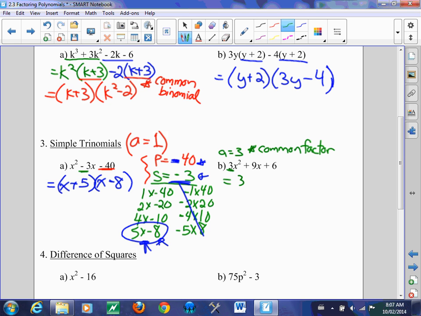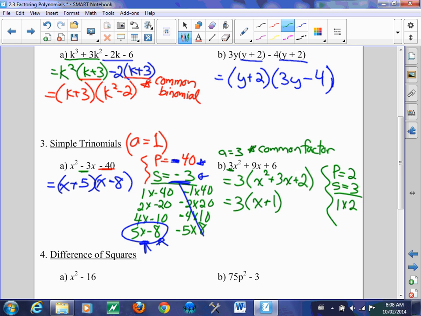So we're going to take out a 3, and we're going to be left with x squared plus 3x plus 2. Now notice that we are left with simple trinomials because now a equals 1. So our product in this case is going to be 2, and our sum in this case is going to be 3. So it's an easier one. What two numbers multiply to 2 and sum to 3? 1 times 2. So leave the 3 out front, and then you're going to go x plus 1 times x plus 2. And that's factored.